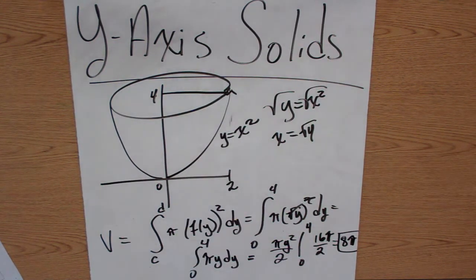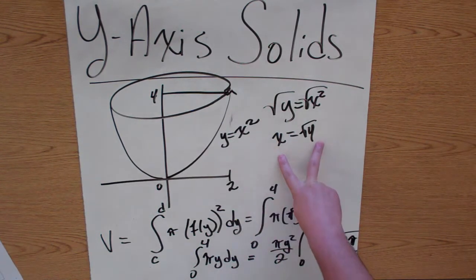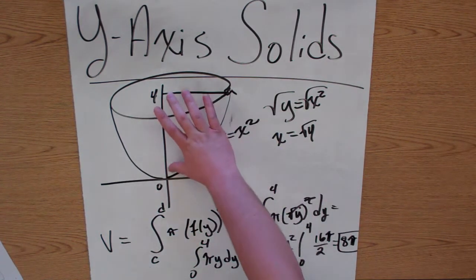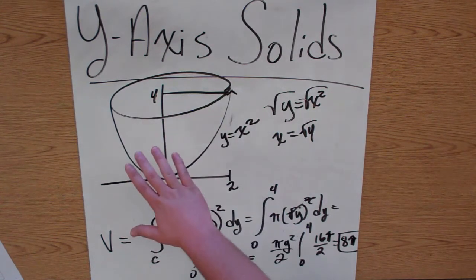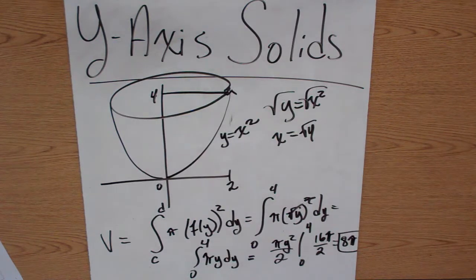Okay? So as you can see, the process is done the exact same, except we have to solve our equation now for y, and then we have to figure out our to and from now for the y-axis, not the x-axis. Okay? So it's pretty much the same, except now you have to have everything in terms of y instead of x.